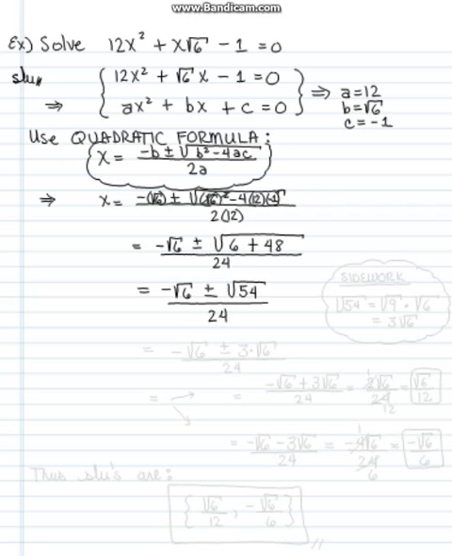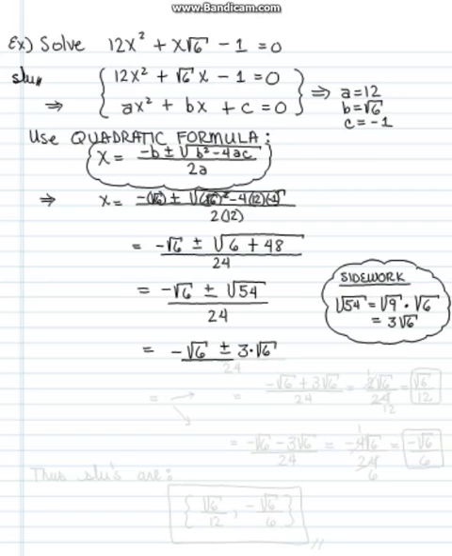Now, the question is, can we simplify the square root of 6? No, because there's no perfect square factor that we can get out of that. But we can simplify, here's my side work, the square root of 54. So the square root of 54 is equal to the square root of 9 times the square root of 6, because 9 times 6 is 54, and the square root of 9 is 3, times the square root of 6. So on our side work we see that the square root of 54 simplifies to 3 times the square root of 6. So we have negative square root of 6 plus or minus 3 times the square root of 6, all over 24.